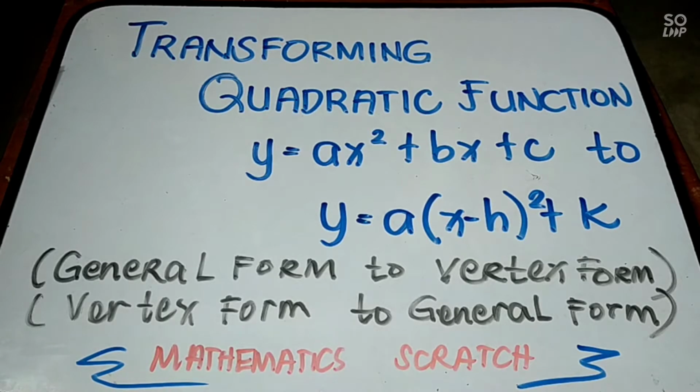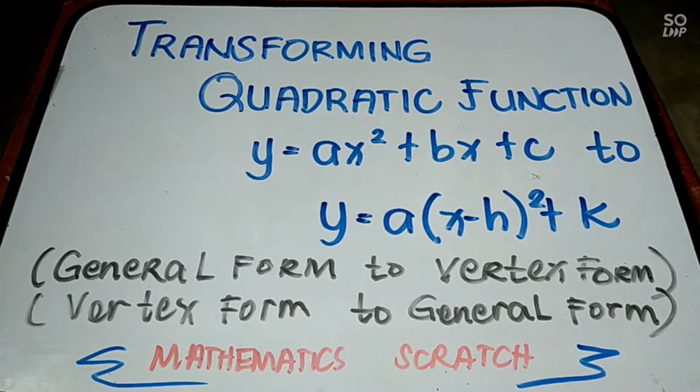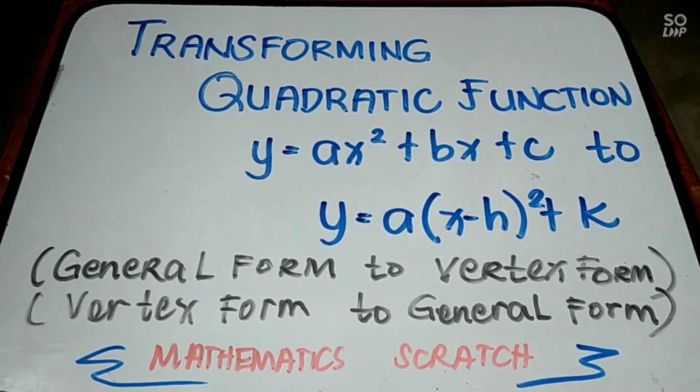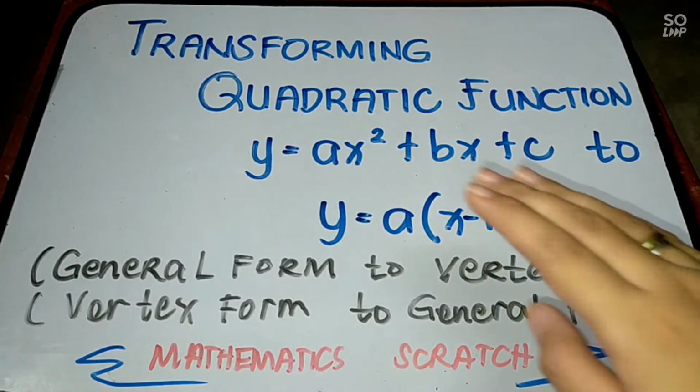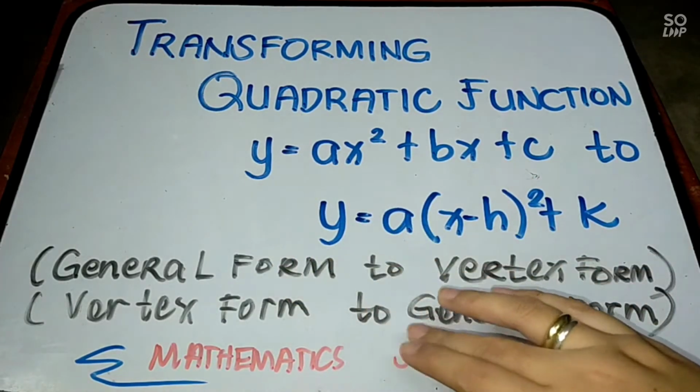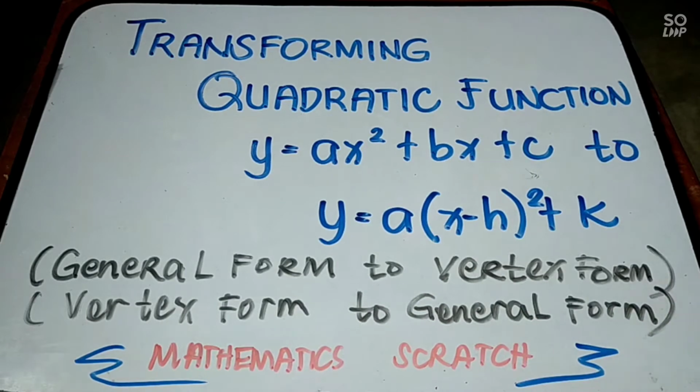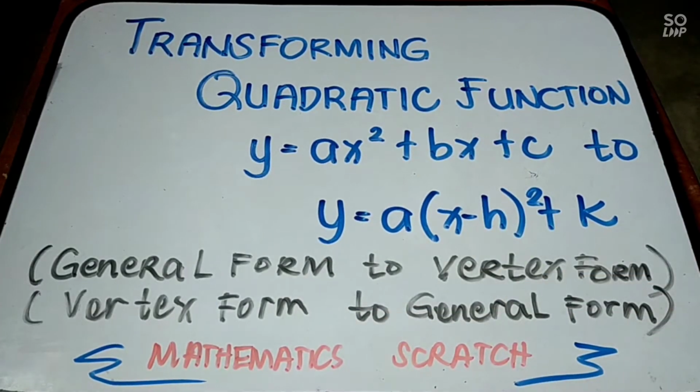Today, in this session, we are going to discuss transforming the quadratic function y equals ax squared plus bx plus c to y equals a multiplied by the square of x minus h plus k. Simply, the general form of a quadratic function to vertex form, and vertex form to general form.